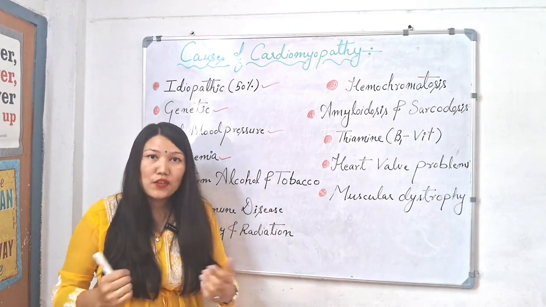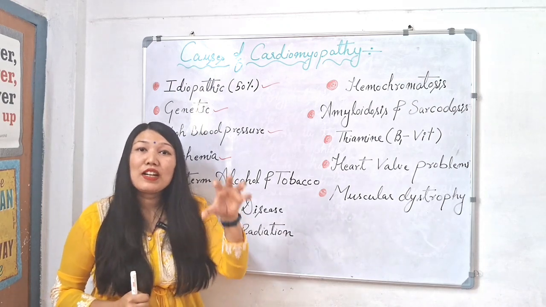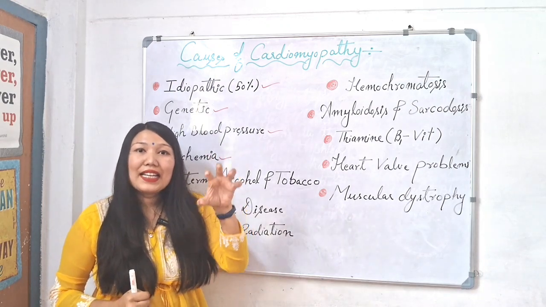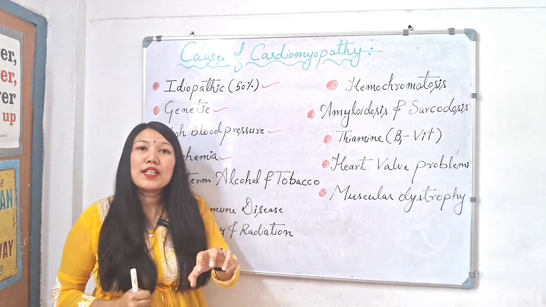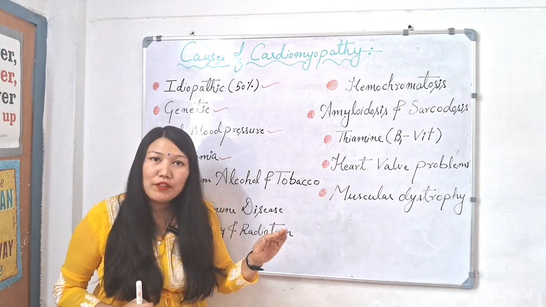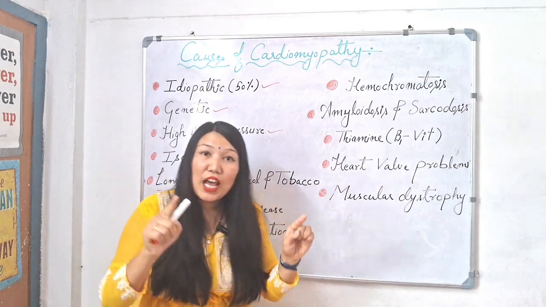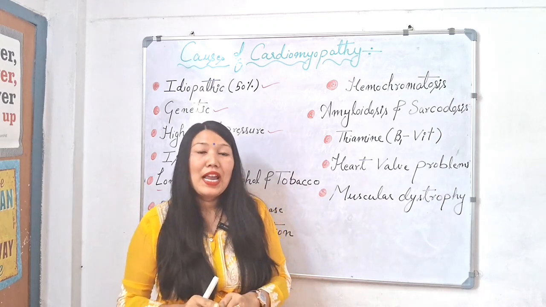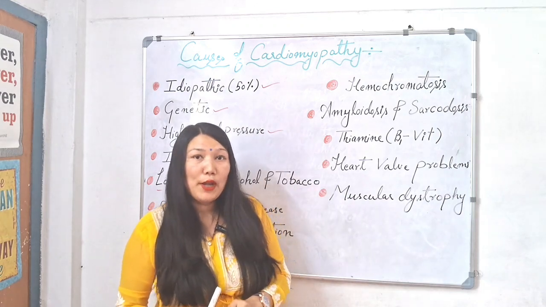Okay, oxygen-rich blood. Then what will happen? The heart muscles will die, or they will undergo apoptosis. There will be apoptosis, meaning death of the muscles. Then there will be some scar formation in the heart muscles also, and that is called restrictive cardiomyopathy.